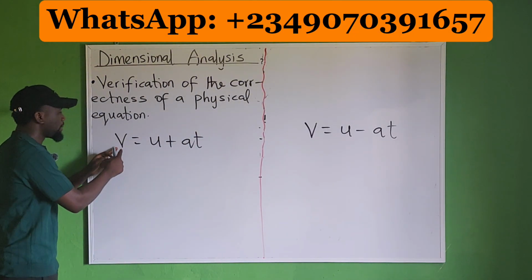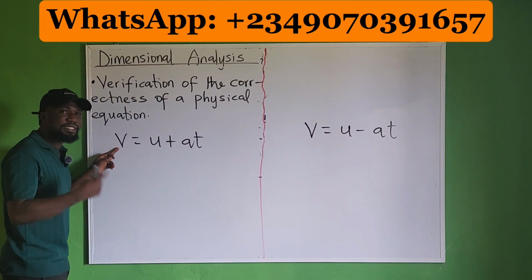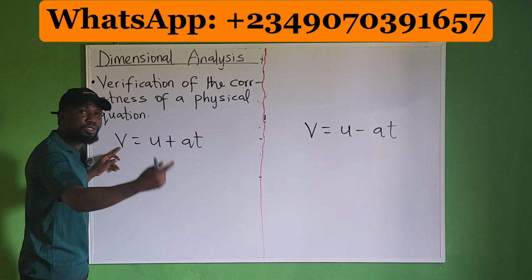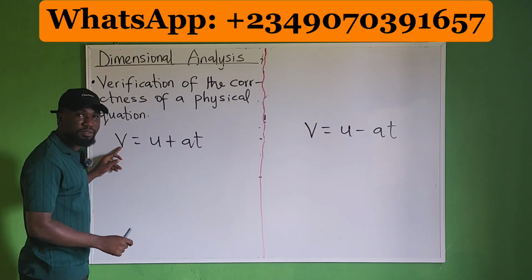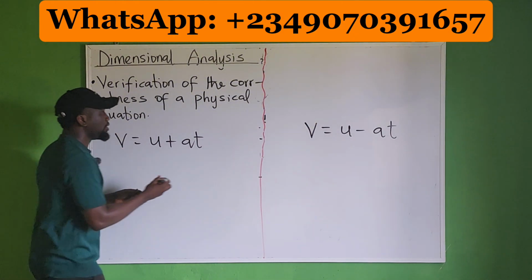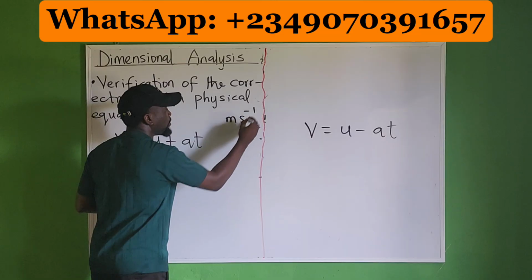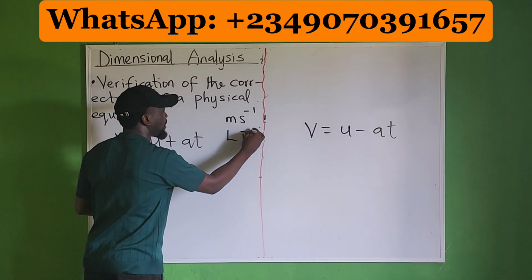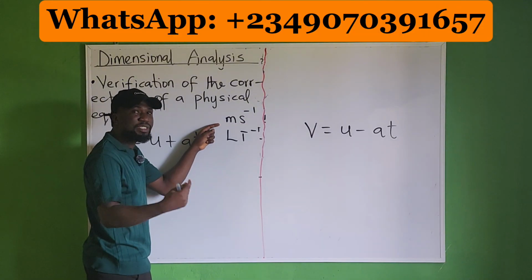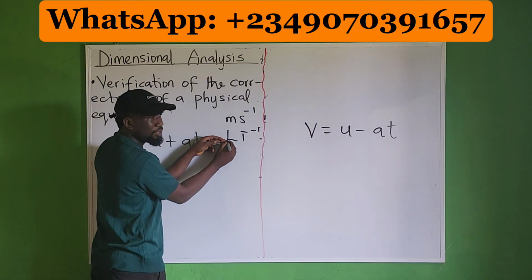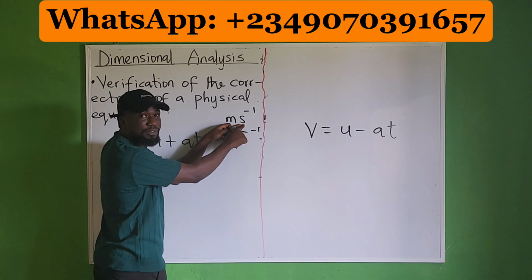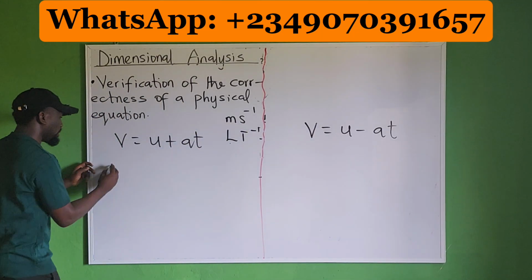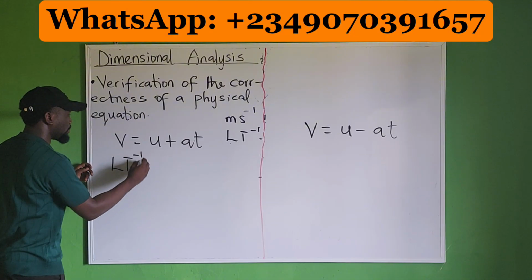So now, for velocity, what is the dimension of velocity? If you want to know the dimension of physical quantities, you need to know the unit. For velocity, the unit is meter per second. So if the unit is meter per second, the dimension will give us LT raised to power minus 1. Meter is length, and seconds is time, then with this negative 1. So this is LT raised to power minus 1.